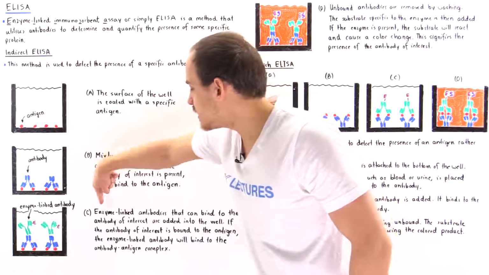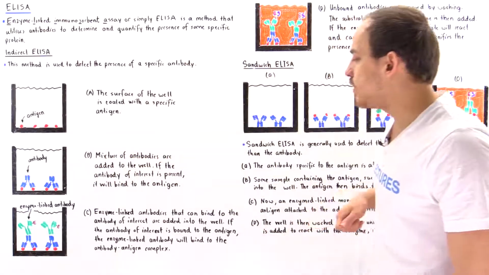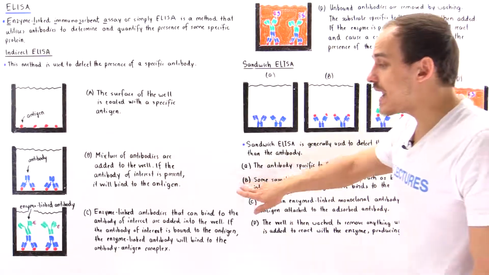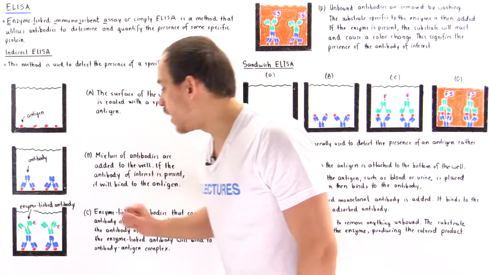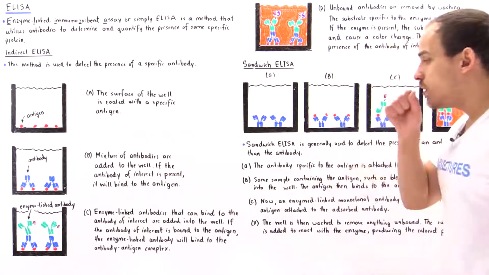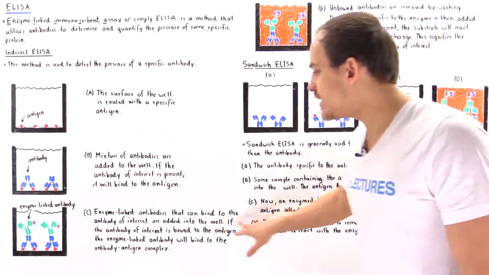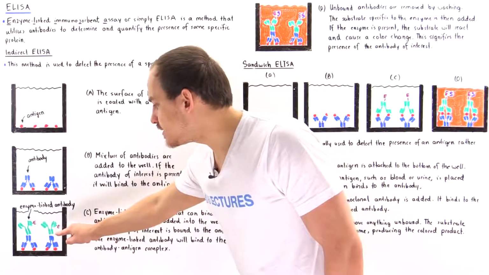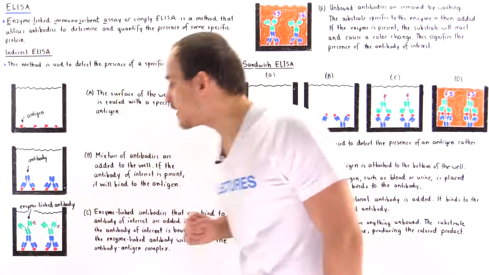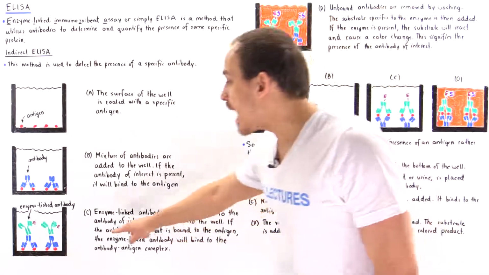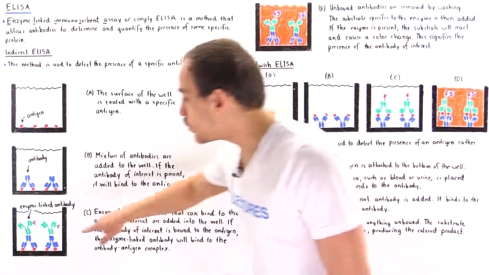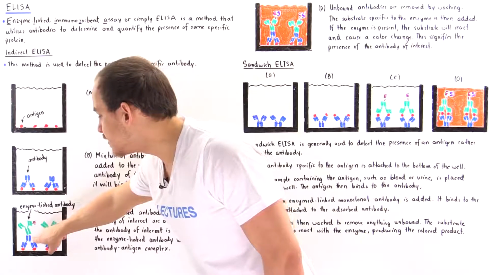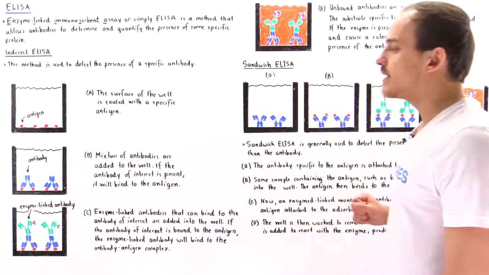So in step C, an enzyme-linked antibody that can bind to that antibody of interest, the blue one, is added to our mixture, to our well. Now, if that blue antibody is bound onto that red antigen, then our enzyme-linked antibody will bind onto this antibody as shown in that diagram.